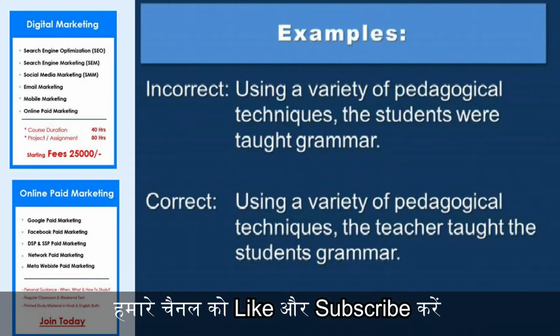Let us see the correct answer. Using a variety of pedagogical techniques, the teacher taught the students grammar. Now here, as you can notice in the incorrect sentence, the second clause was in passive voice. Here we have corrected the sentence and we have converted the same sentence into an active voice sentence.